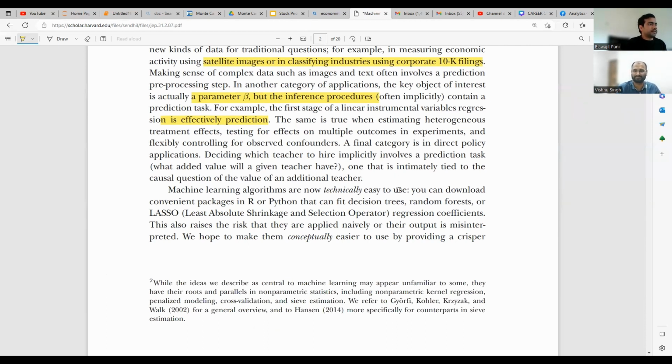Machine learning algorithms are now technically easy to use. You can conveniently download packages in R and Python that can fit decision tree, random forest, lasso regression. This also raises the risk that they are applied naively and their output is misinterpreted. Right? I don't agree, but okay.